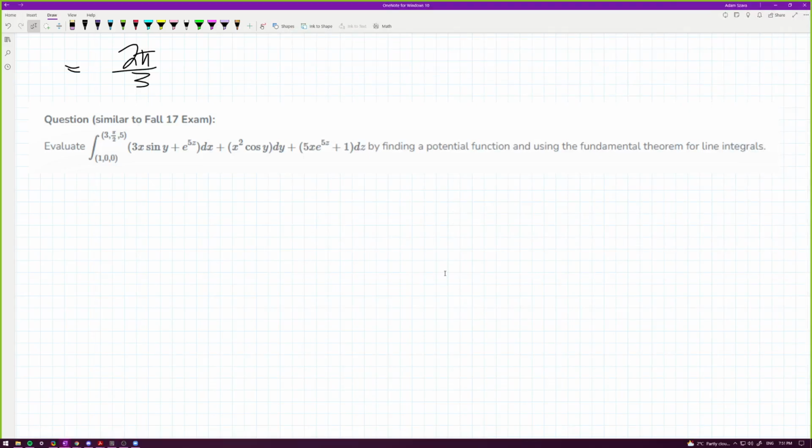Essentially, the idea is, question, what's a potential function? A potential function is essentially, it helps us with the fundamental theorem of line integrals, which is telling us that it doesn't have to be a circulation.